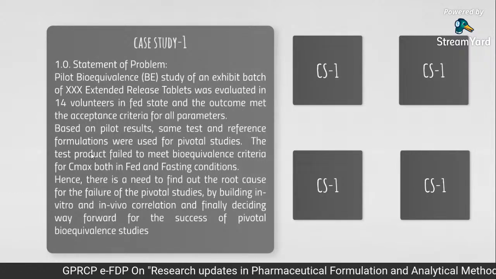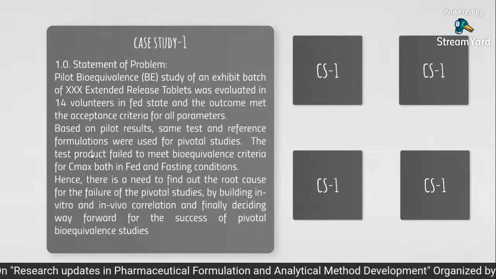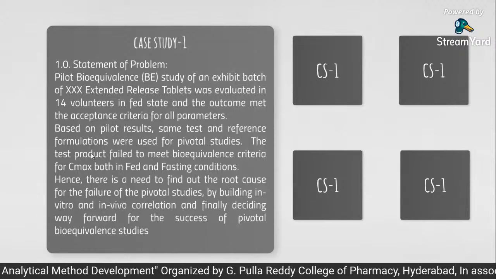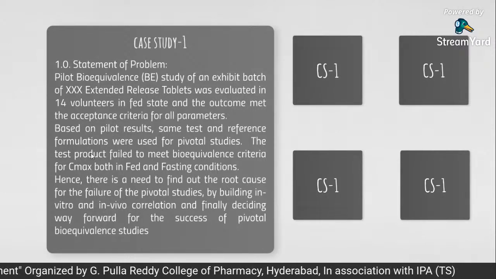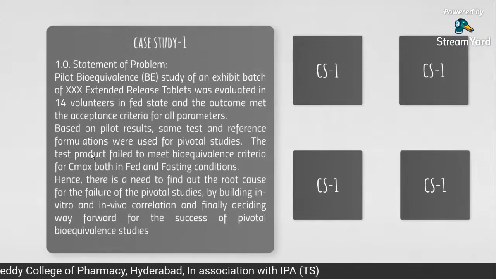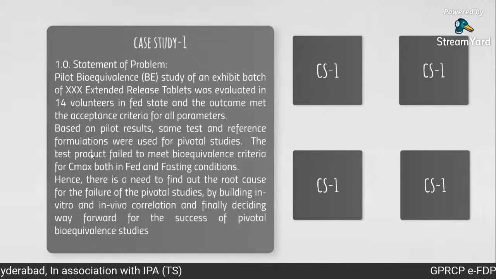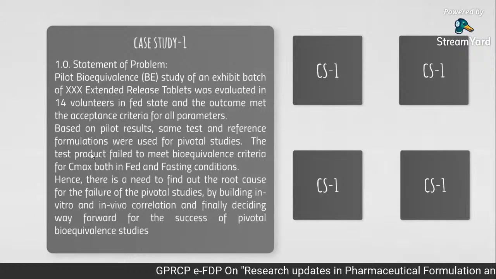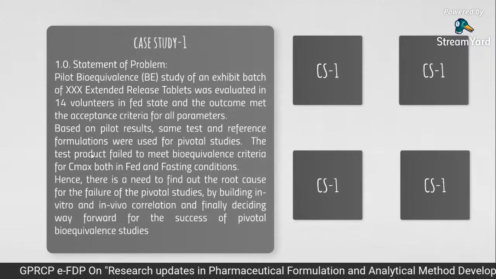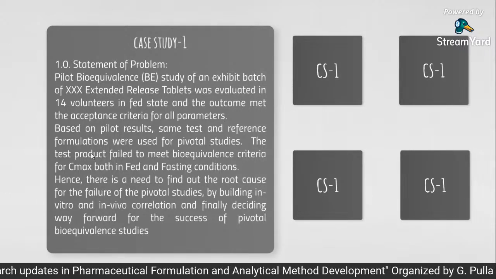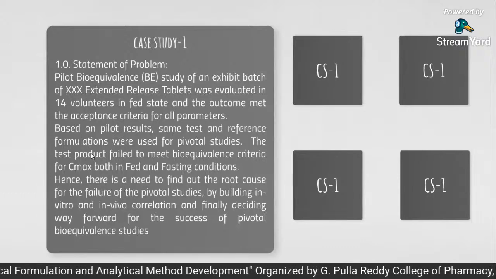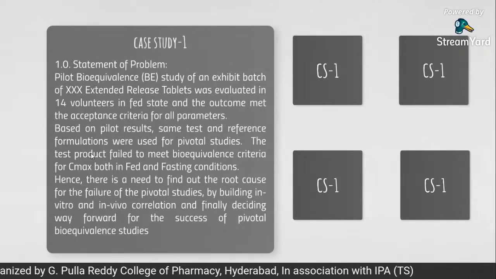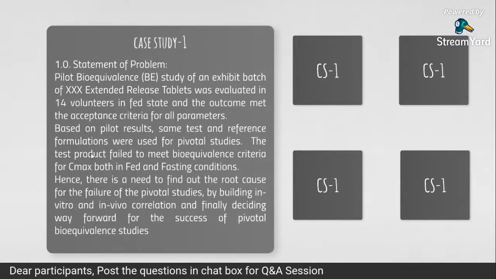Generally, the minimum number of subjects required is 18 healthy volunteers to prove our formulation is equal to the innovator. So in this case study, if I explain the statement of the problem, you will understand what our problem was and how we were able to resolve it by using IVIVC. There are 2 types of studies, pilot and pivotal. Pilot is nothing but using a small number of subjects to get the confidence before going for the pivotal. Pivotal is the actual bioequivalence testing.